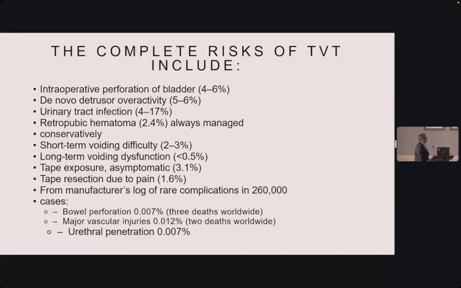Again, because we are entering the retropubic space, there are obvious risk factors for the TVT. As I mentioned, you have to do a cystoscopy: perforation of the bladder in 4 to 6%, trocar-related injury 5 to 6%, UTIs. Again, if there's a vessel injury, there can be a hematoma. There are definitely voiding difficulties in the short and long term, which you may have to manage with a suprapubic catheter. And then, of course, as we know, it's a synthetic tape, so exposure and extrusion are a possibility, which can then lead to chronic pain. And then there are other bowel injuries, vessel injuries and urethral penetrations, which are quite rare, as you can see.